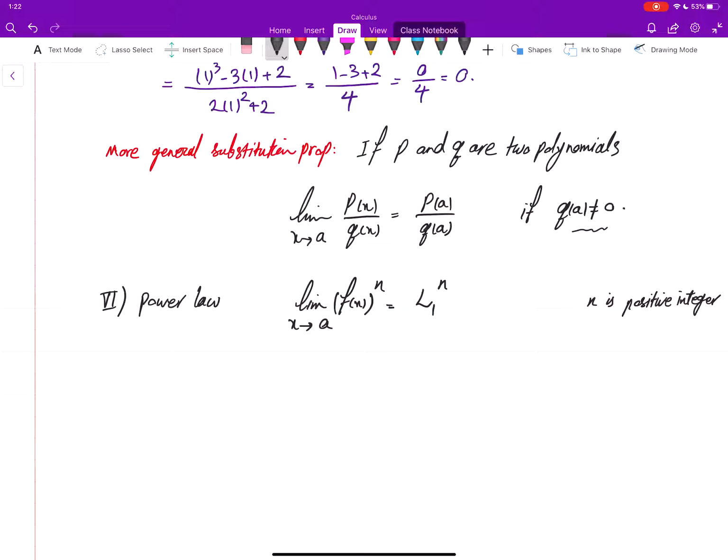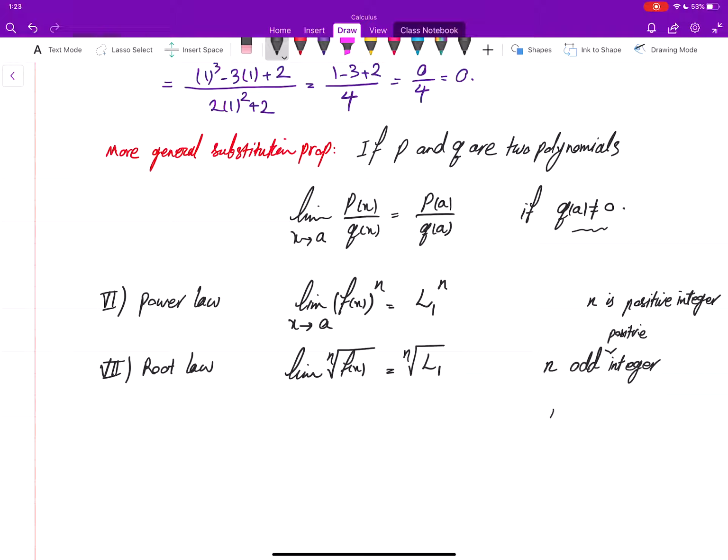And the other one is called the root law: the limit of the nth root of f(x) equals the nth root of L1. Here we have to be a little bit careful, because if n is even, this might give us a negative number under the square root, and that's a big problem. So this is true for n an odd positive integer. For even n, it is also true, but we have to make sure that the limit of f(x), which is L1, is a positive number.